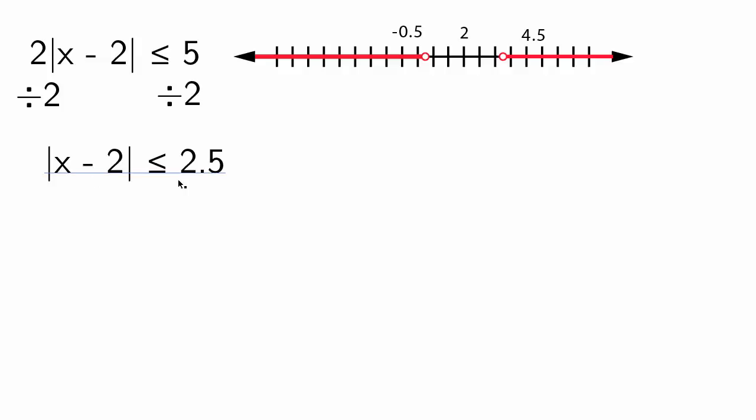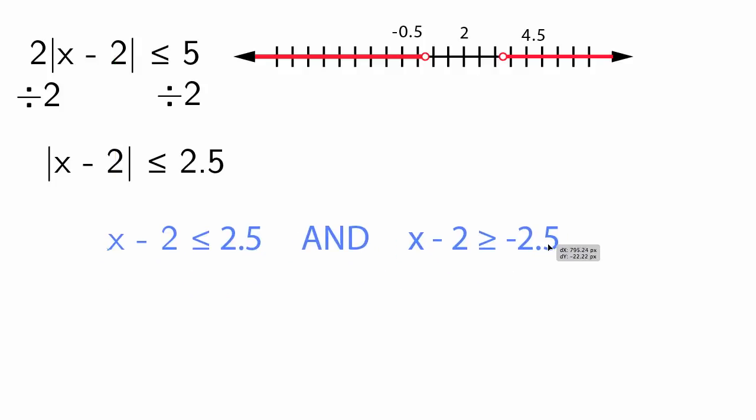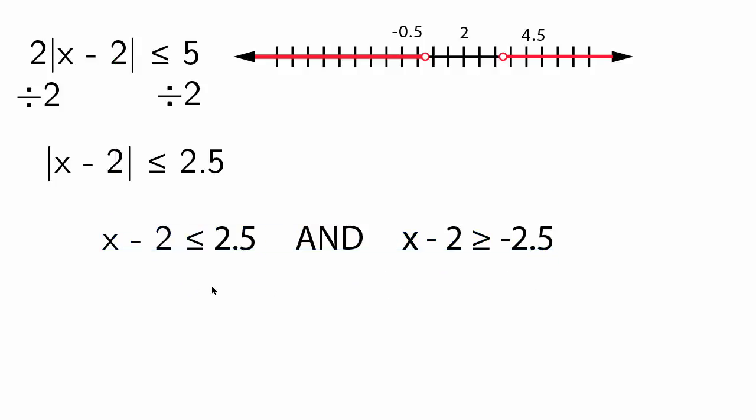Now, we break up this absolute value inequality by dropping the absolute value and creating 2 inequalities out of that. We get x minus 2 is less than or equal to 2.5, which is exactly like the original, it just doesn't have the absolute values. And x minus 2 is greater than or equal to negative 2.5. So remember to switch the inequality sign and change the sign.